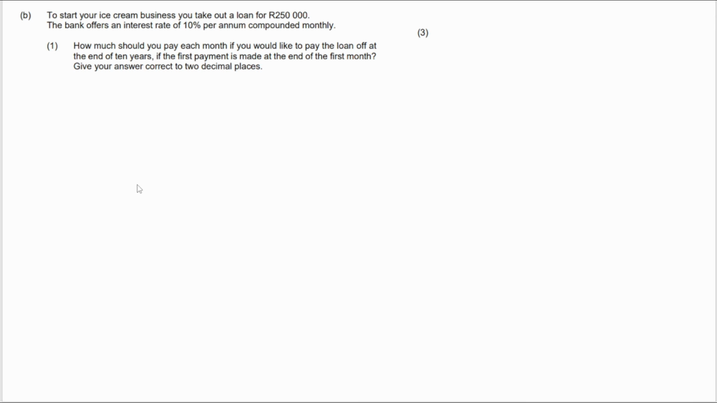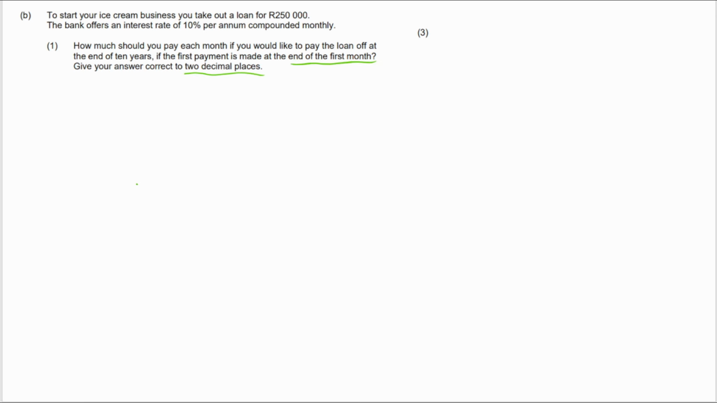New question. It's not related to the previous one. It says to start your ice cream business, you take out a loan for 250,000 Rand. The bank offers an interest rate of 10% per annum compounded monthly. How much should you pay each month if you would like to pay off the loan at the end of 10 years? If the first payment is made at the end of the first month, give your answer correct to 2 decimal places.